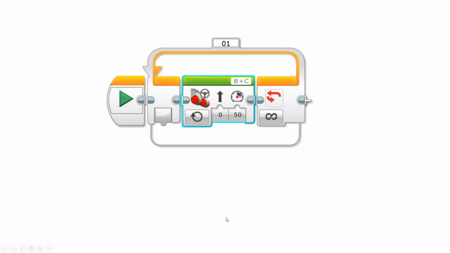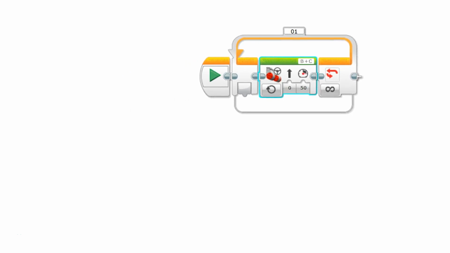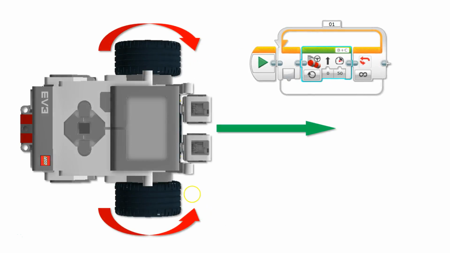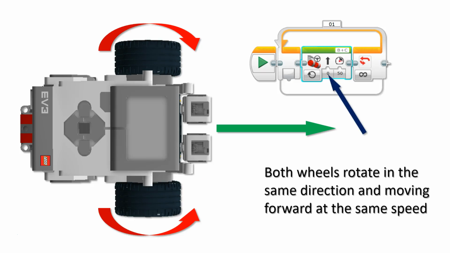Okay, so let's apply our move code to our mounted robot. When the turn variable is set to 0, both wheels will rotate in the same direction at the same speed.